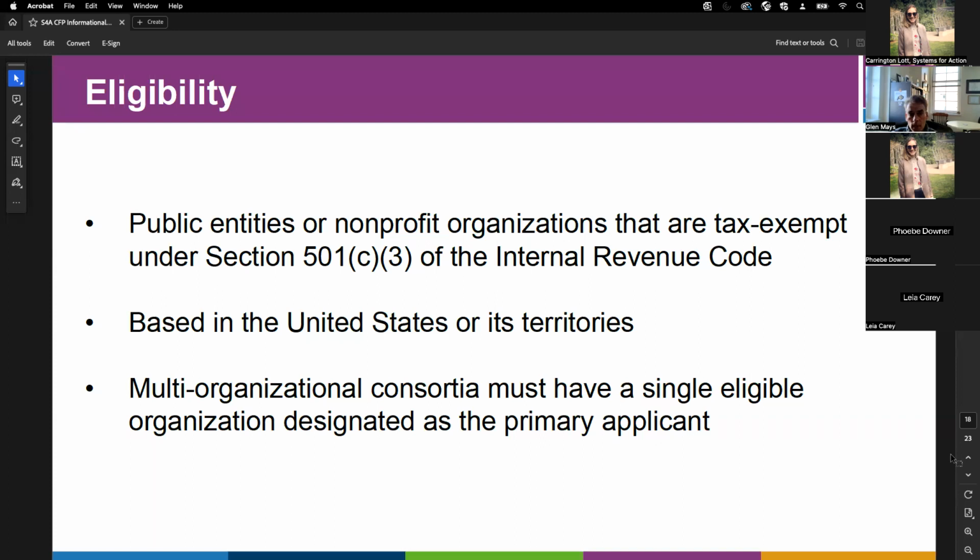territories. Importantly, we do encourage multi-organizational consortia or collaborations among multiple organizations. That's often a really good way to approach a research opportunity like this. But if you are proposing something that is going to be implemented through a collaboration, you still need to select one organization to serve as the single applicant organization or the primary applicant, and make sure that primary applicant meets these eligibility criteria.